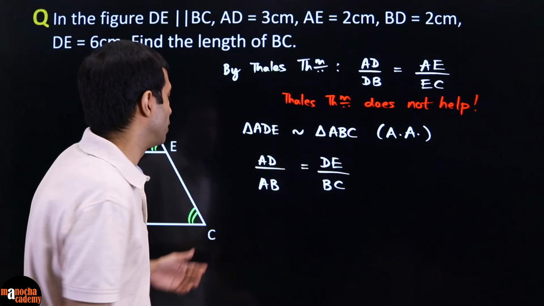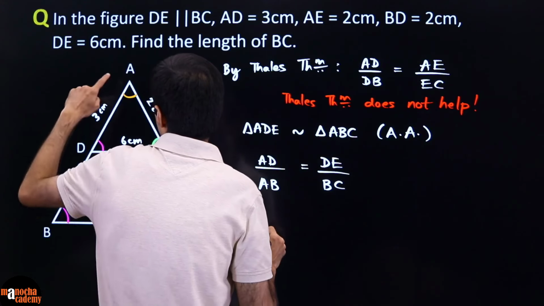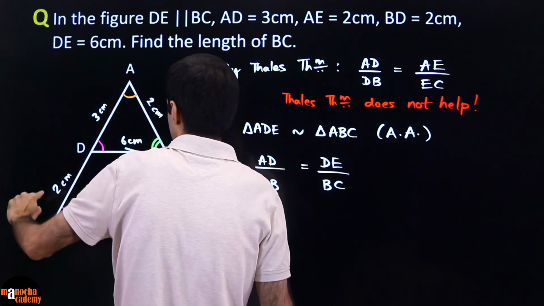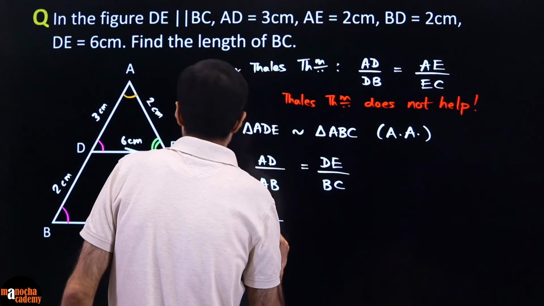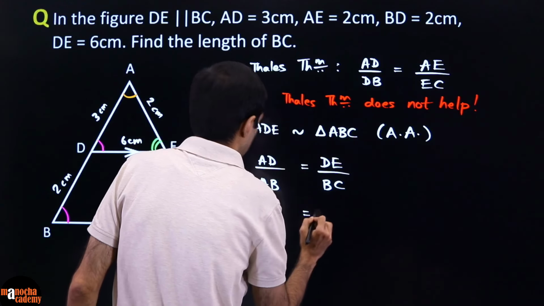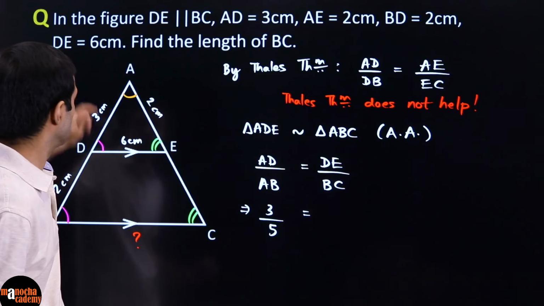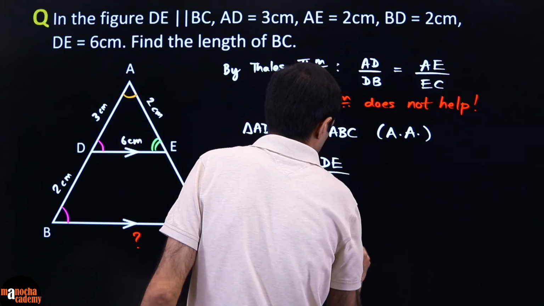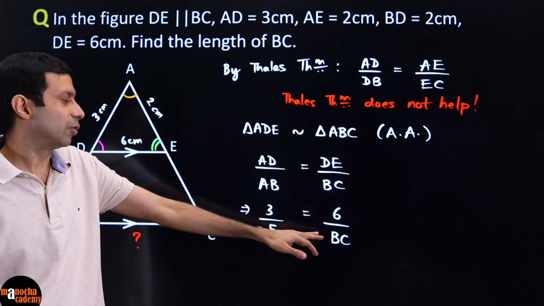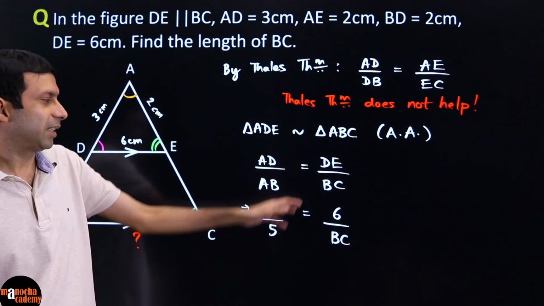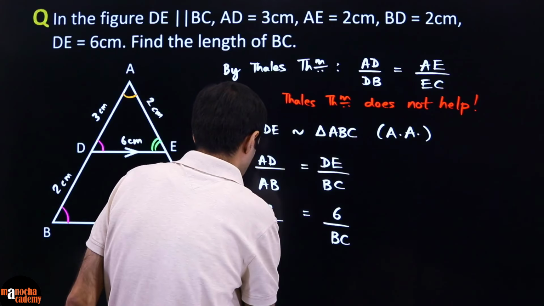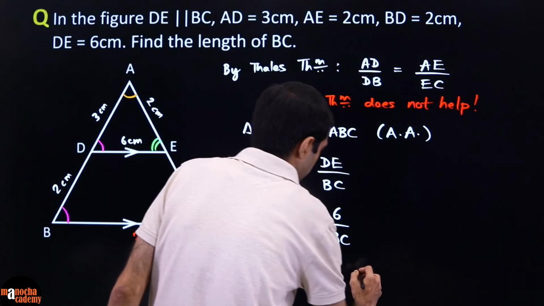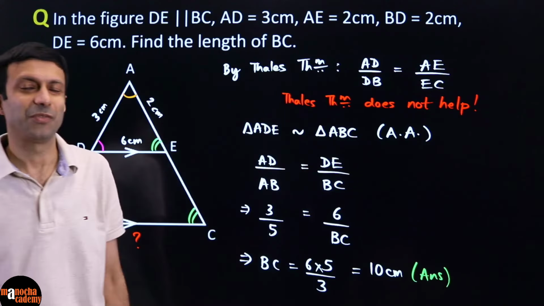Now you just substitute the values. AD is 3 centimeters. The whole length AB will be 3 plus 2, so carefully add it up, which is 5. DE is given as 6 centimeters, and we need to find the length BC. So BC equals 6 times 5 divided by 3, which is nothing but 10 centimeters. That's the final answer here.